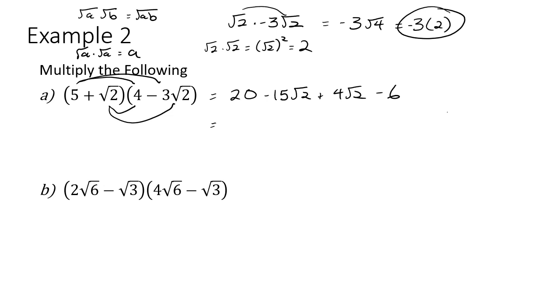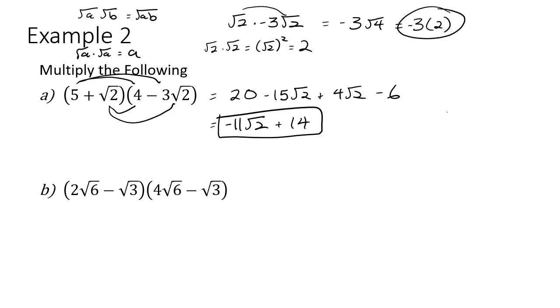So let's start with the square roots. We've got a minus 15 square roots of 2 plus a 4 square roots of 2. So minus 15 plus 4 would give us a negative 11 square roots of 2. And then we've got a 20 minus 6, which would leave us with a plus 14. Now, if you had worked this problem and put your answer in the reverse order, positive 14 minus 11 square roots of 2, that would be the same thing and equally acceptable.